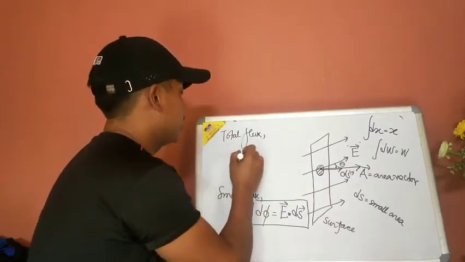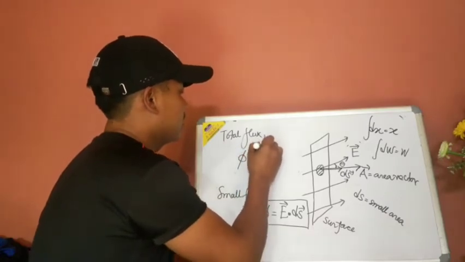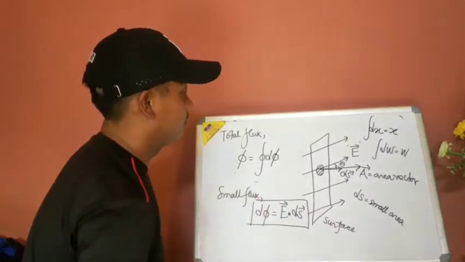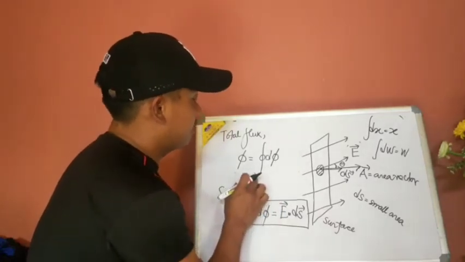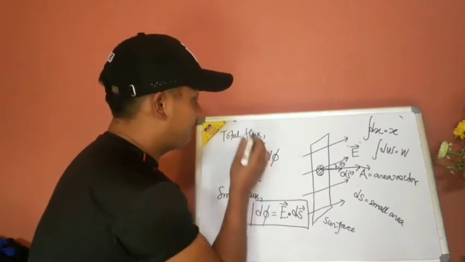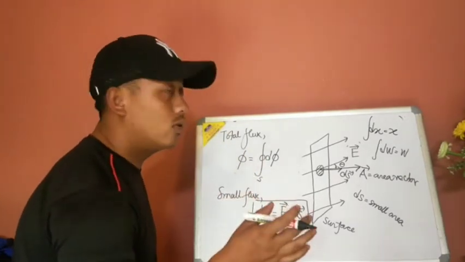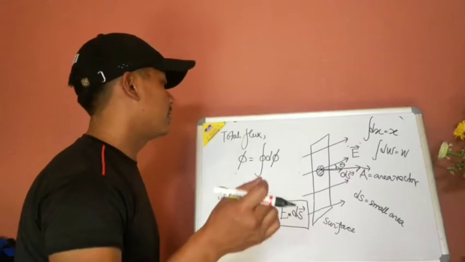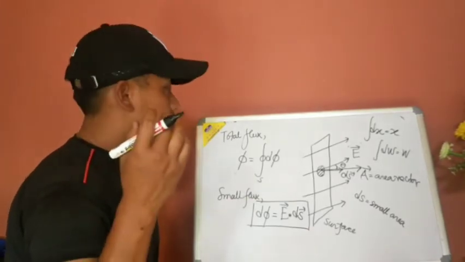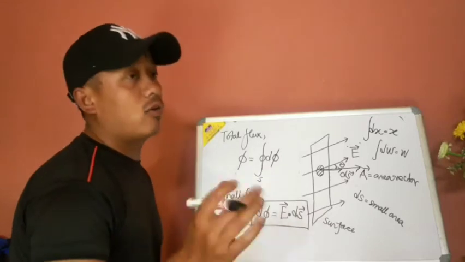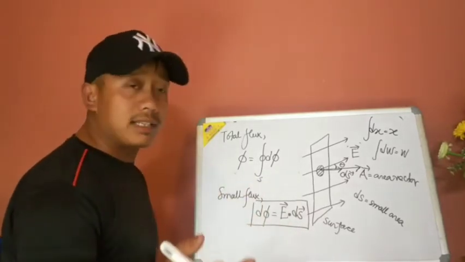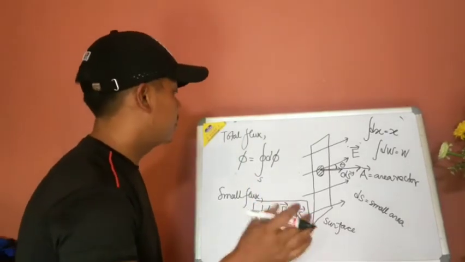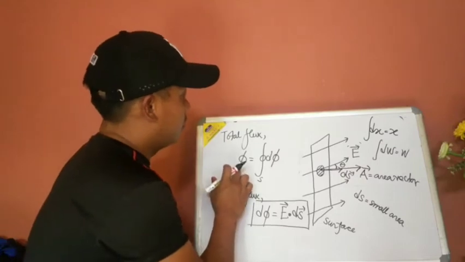Likewise, if you want to find the total flux linked with the whole surface, then this phi can be written as closed surface integration of d phi. So this integration is a surface integral. That means integration is done in 2 dimensions. Integration along a line, a 1-dimensional body, is called line integral. But when integration is done over a surface 2-dimensionally, the type of integration is known as surface integral.